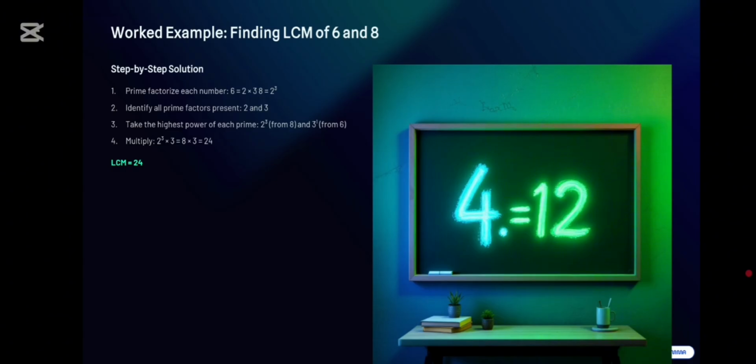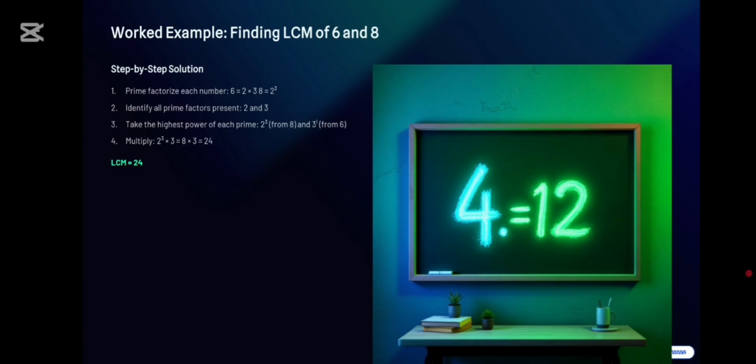We need to find the lowest common multiple of 6 and 8. Since we've understood that a multiple is where a given number can go into without leaving a remainder, we first list the numbers where 6 can go into. So 6 can go into 6 itself, it can go into 12, into 18, into 24, into 30, and 36. We can end there.